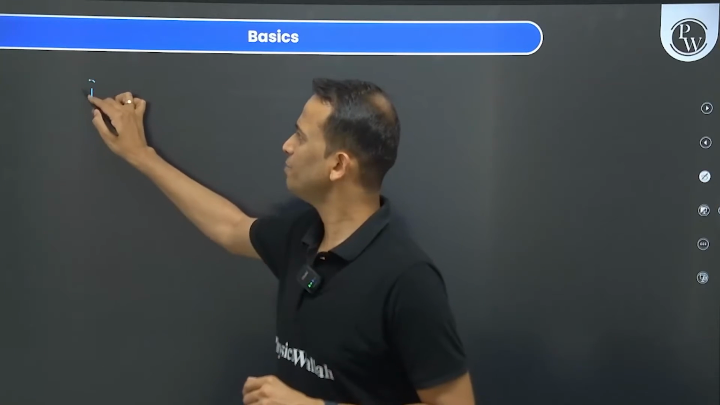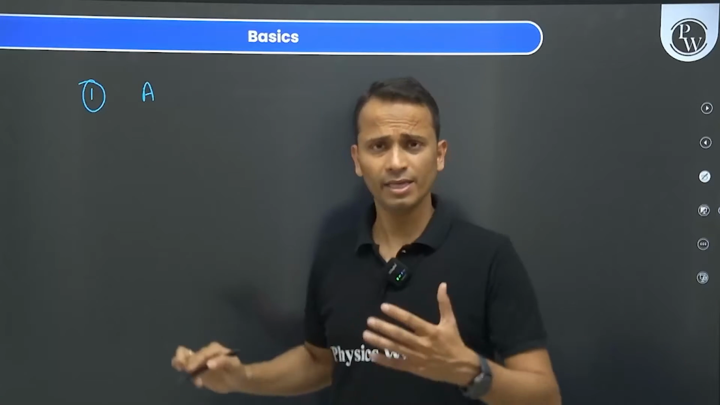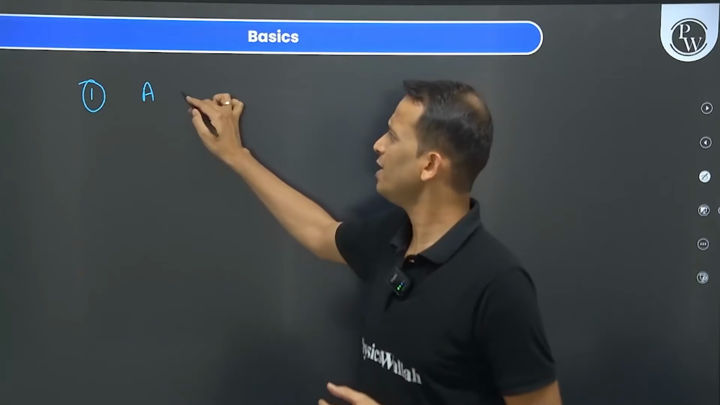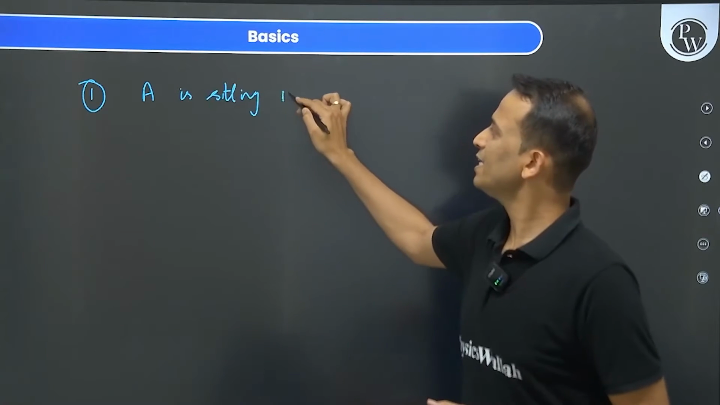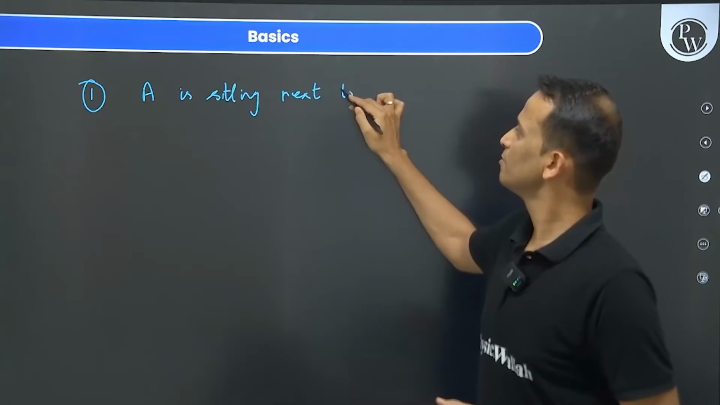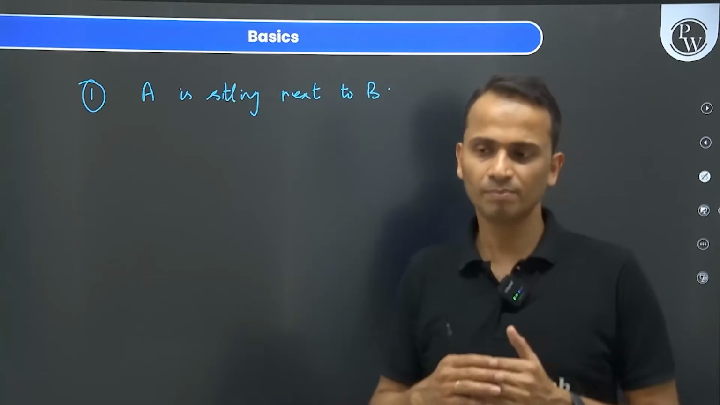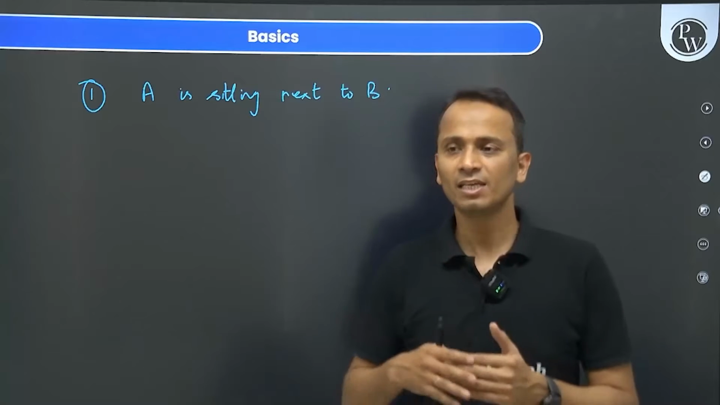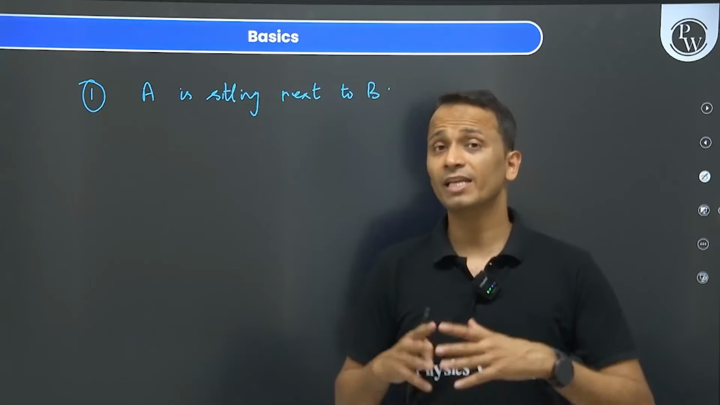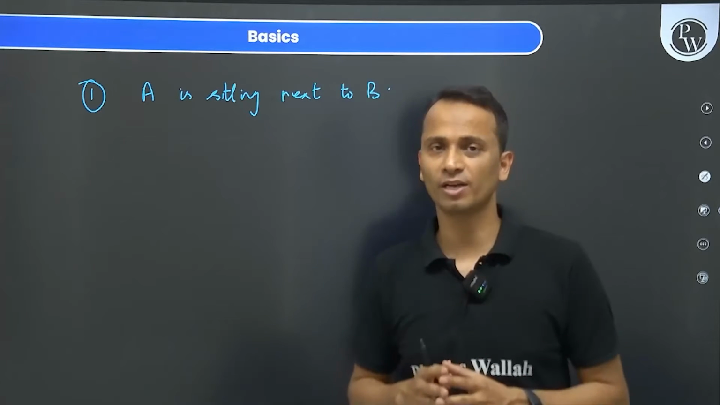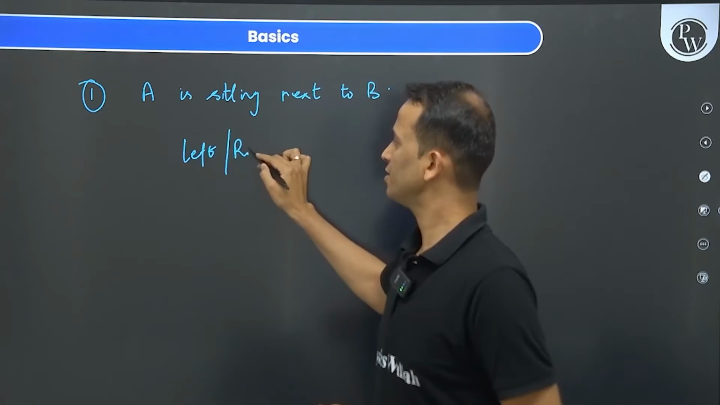Okay, so statement number 1, let's say you are given that A and B are 2 people. A is sitting next to B. Okay, A is sitting next to B. अब most of the students interpret it like कि जहां पे A बैठा है उसकी next chair पे B बैठा है. Now next from which direction? Left or right? Right? So left or right?